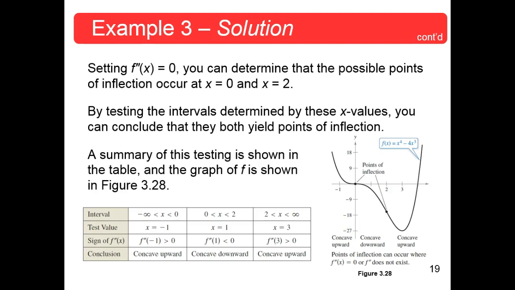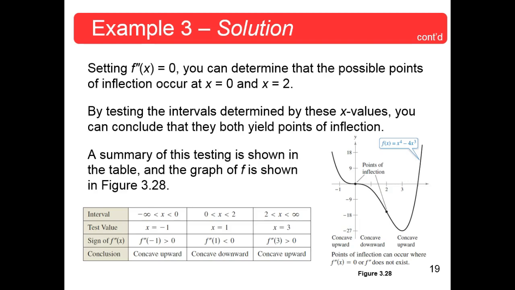Now, the interesting thing here is this point of inflection would also have been a critical value. I know that because the first derivative would have been 0 there. But it wouldn't have been a maximum or a minimum, because it looks like it's going to be a minimum here, but then it looks like it's going to be a maximum there. So it was neither an extreme value, but it is a point of inflection.